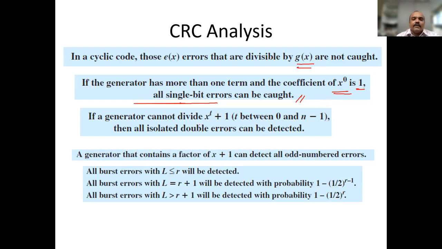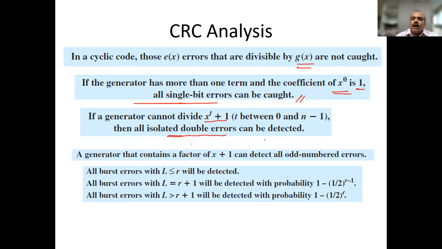The next one: if a generator cannot divide a polynomial, then all the isolated double errors, meaning the ones which are far away from each other, can all be detected.